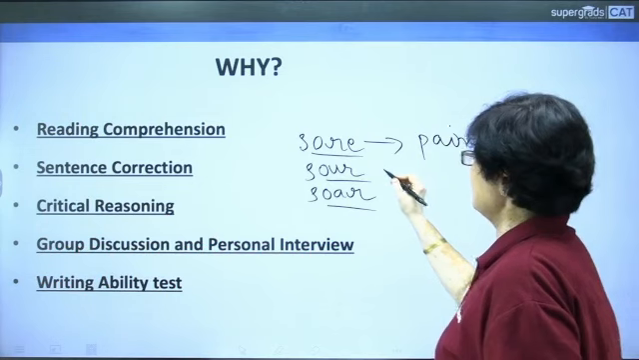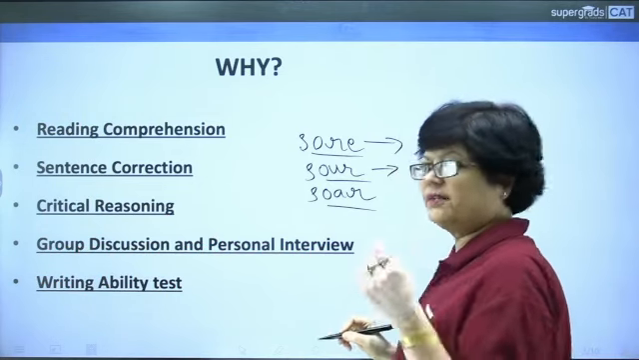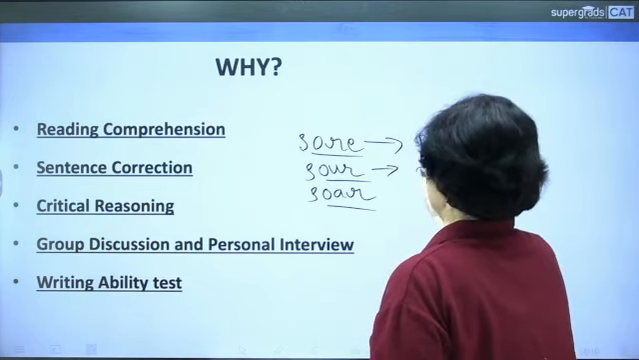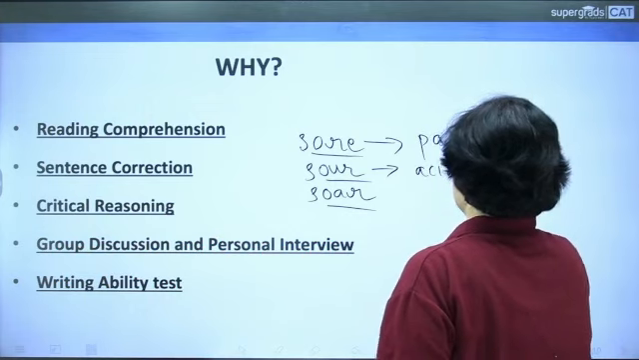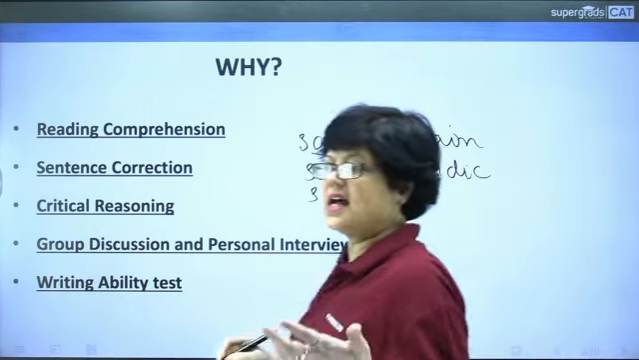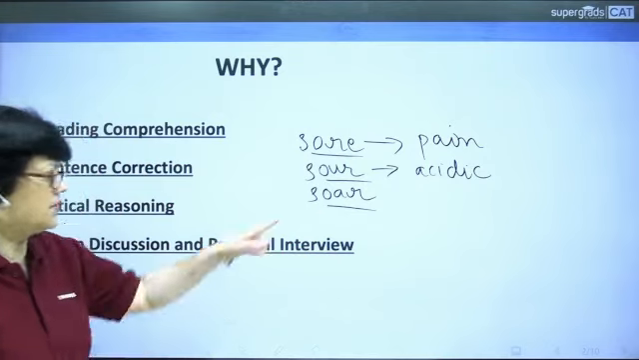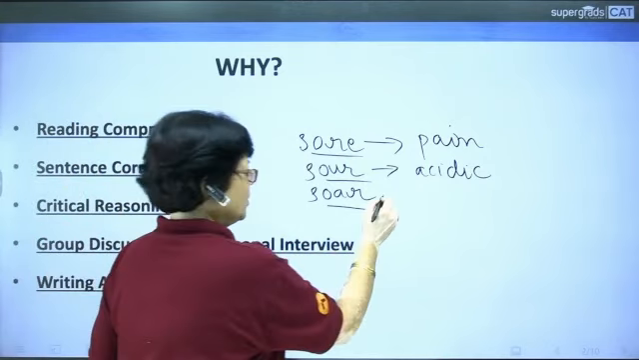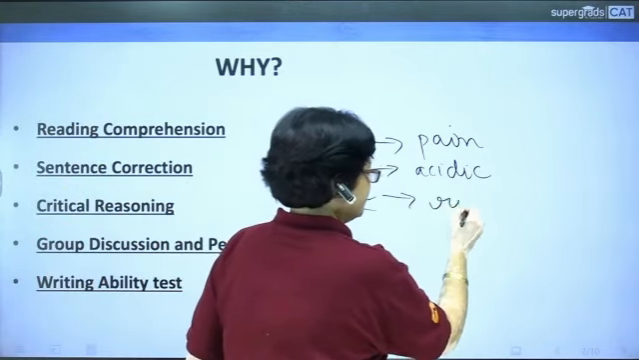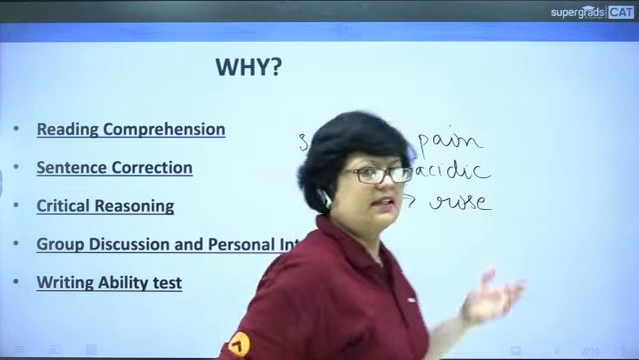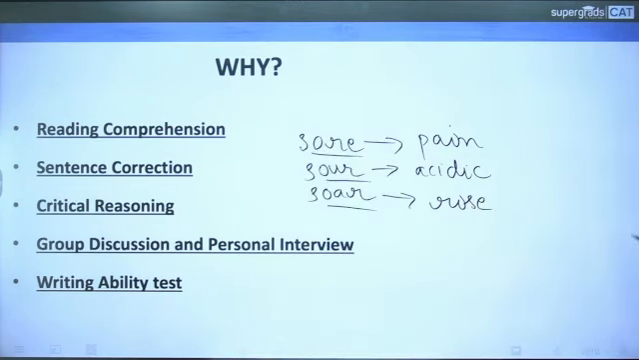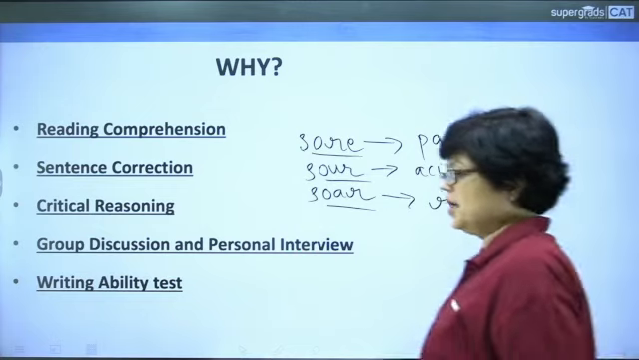Okay? Sour. This has a little bit different pronunciation. Sour means acidic. Lemons are sour in taste. Okay. Next comes soar. Soar is to rise higher. Eagles are soaring in the sky, or keep soaring higher.